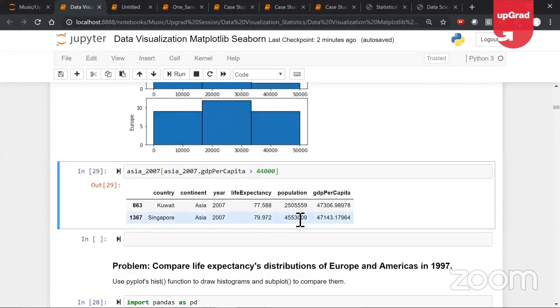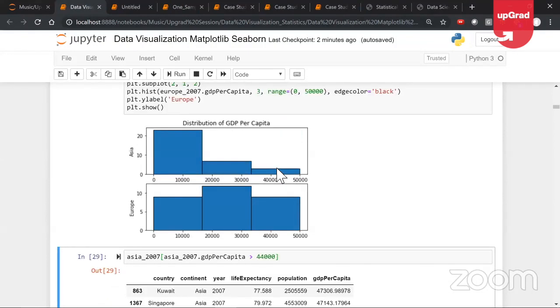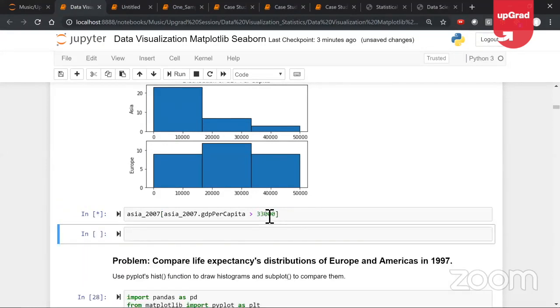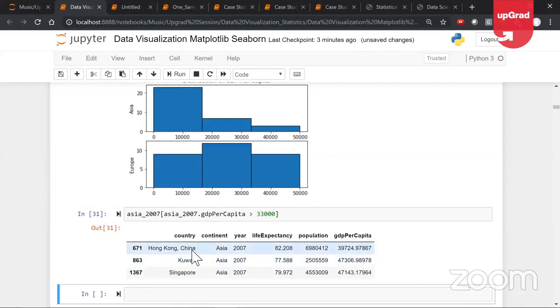And as you rightly mentioned, outliers. What are the outliers? Very clearly, Kuwait and Singapore are outliers. In Asia overall, you can see these are the outlier countries that you're getting. I can do a slightly deeper analytics, maybe with 33 as a limit, or maybe 30 as a limit. Let's see if I'm getting some more countries here. Basically Hong Kong, Kuwait, and Singapore are the outlier countries, and almost every other country has less than 33,000. You can just imagine the skew of Asia.